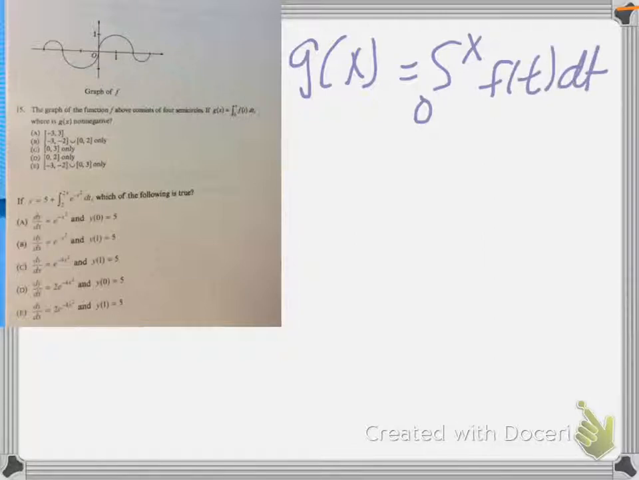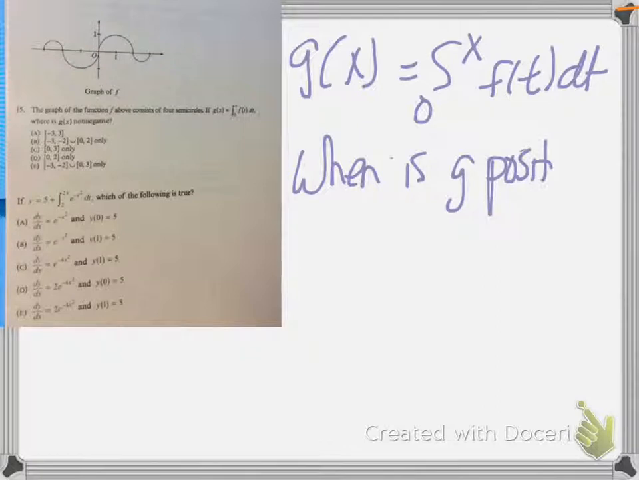And you're being asked, when will G be non-negative? So the question is, when is G positive? I don't know why they can't just say that. Okay, so G will be positive.